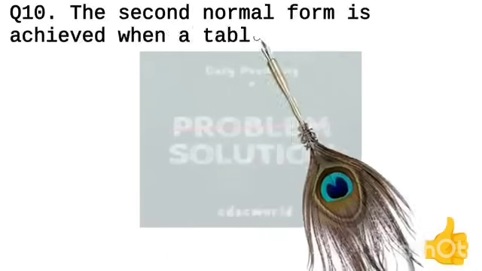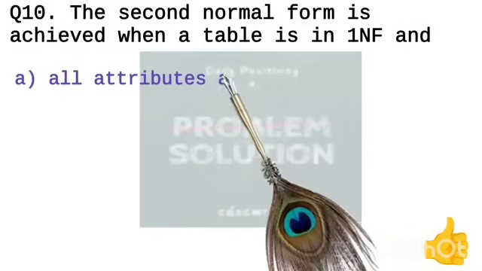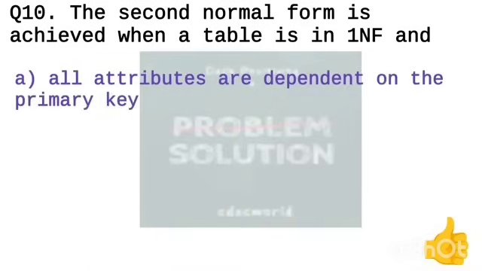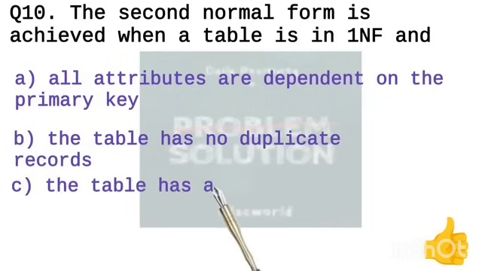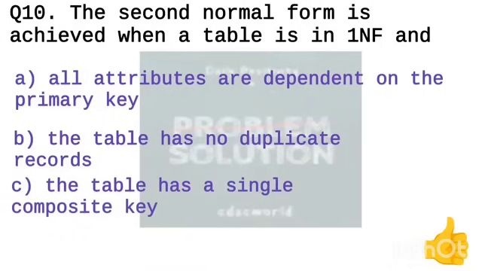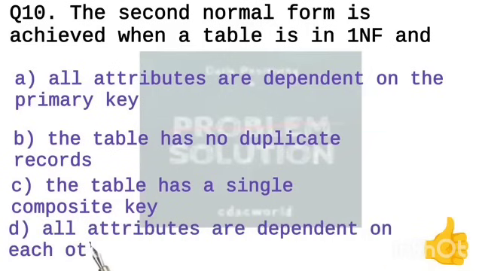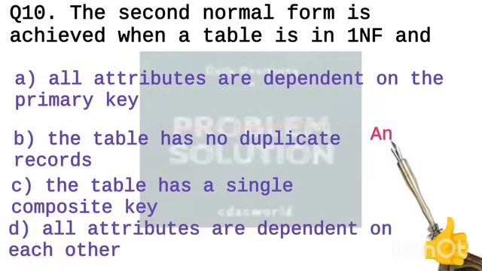Query number 10. The second normal form is achieved when a table is in first normal form and: Option A. All attributes are dependent on the primary key. Option B. The table has no duplicate records. Option C. The table has a single composite key. And option D. All attributes are dependent on each other. And the answer is A. All attributes are dependent on the primary key.